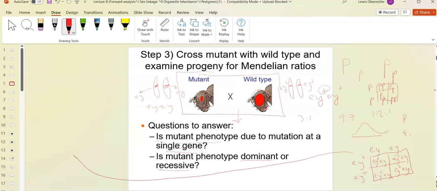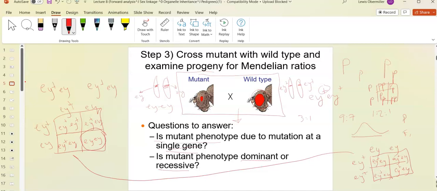And then we would do the next generation, where we do the Punnett square. This works the same way. It's just the nomenclature in Drosophila is different. I'm not a Drosophila geneticist, and I'm not a big fan of this nomenclature. It seems a little excessive, but this is how they do it. So this is what we do.